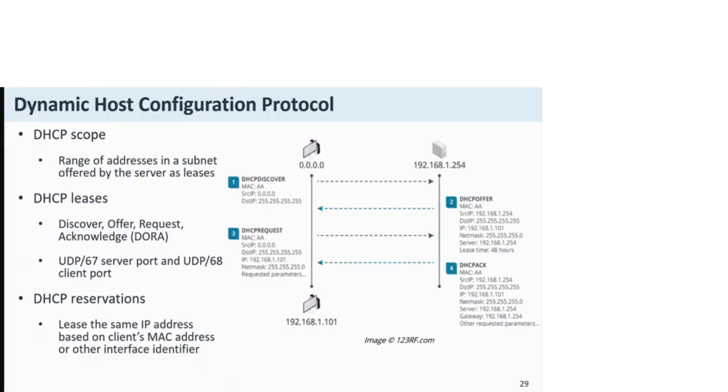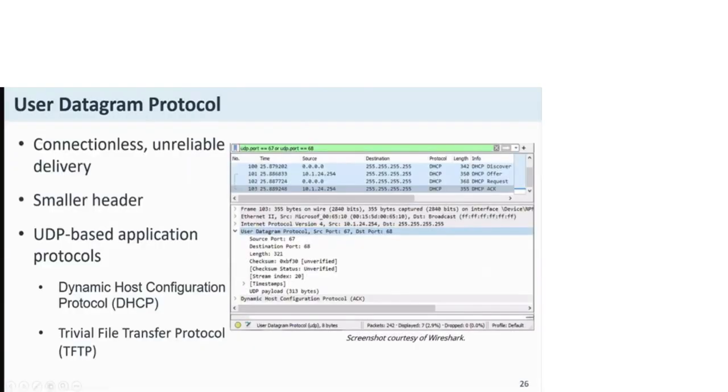So DHCP uses the DORA process: discover, offer, request, acknowledge. This is a protocol of the application layer. It's used to provide subnet mask, router address, DNS address, and vendor class identifier. It provides an automatic IP address to hosts which want to connect to a network. It uses UDP 67 for servers and UDP 68 for clients. You can see here this four-part conversation we just saw in Wireshark, right?